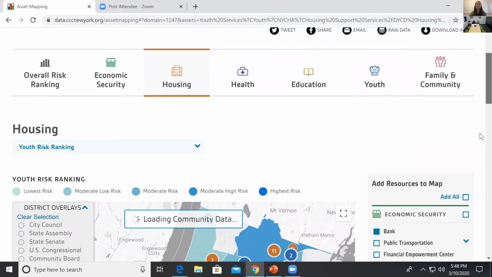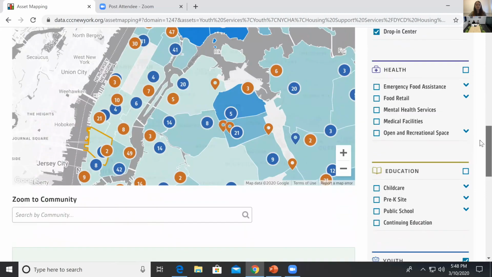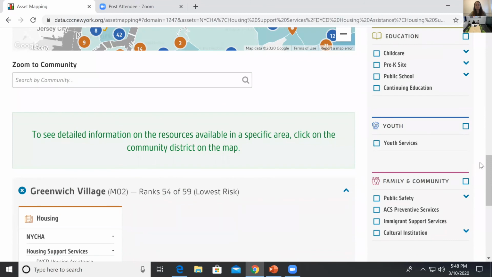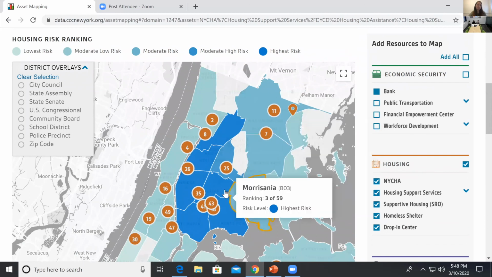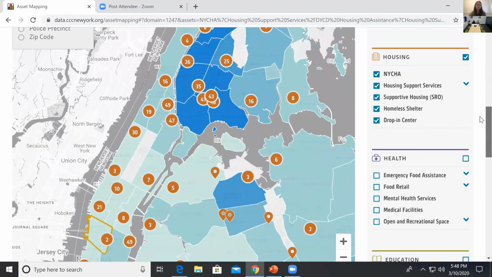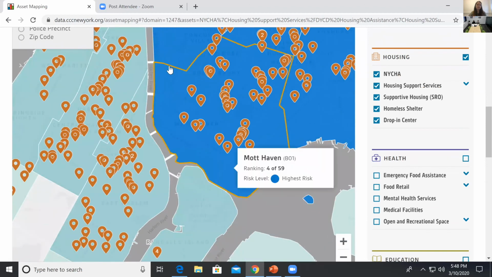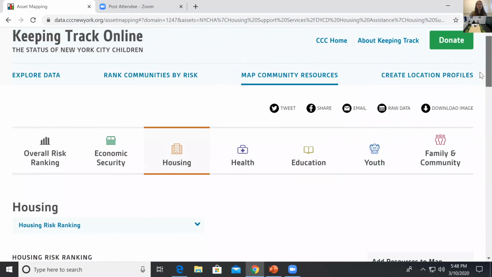And you can say, okay, these are the communities that are most at risk. Let's unclick this one. Let's see if there are a suitable number of housing supports there. And again, all you have to do is zoom in on the areas that are darker blue, and you can see what's going on. So that's that. I guess, Laura, do you have any questions or anything that you think I missed?